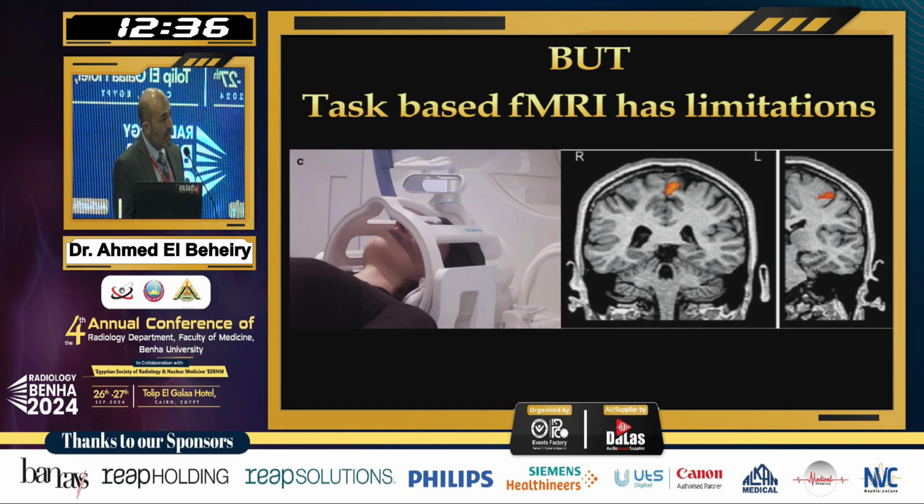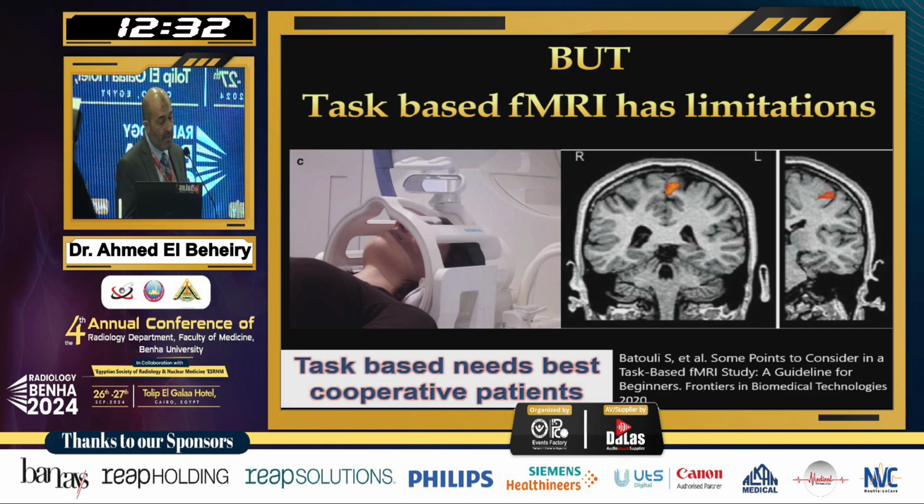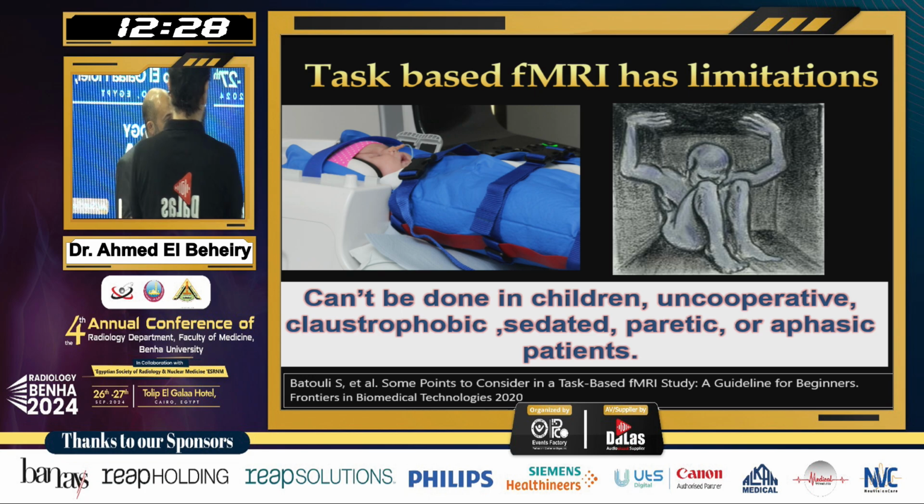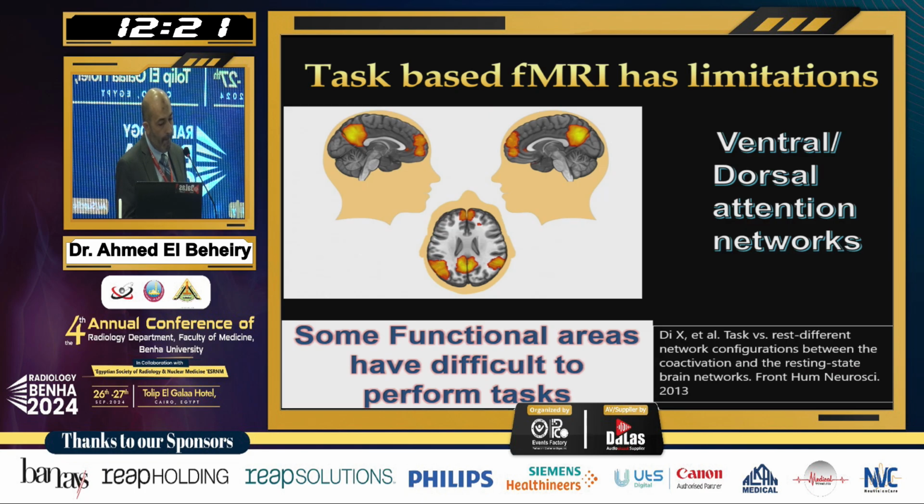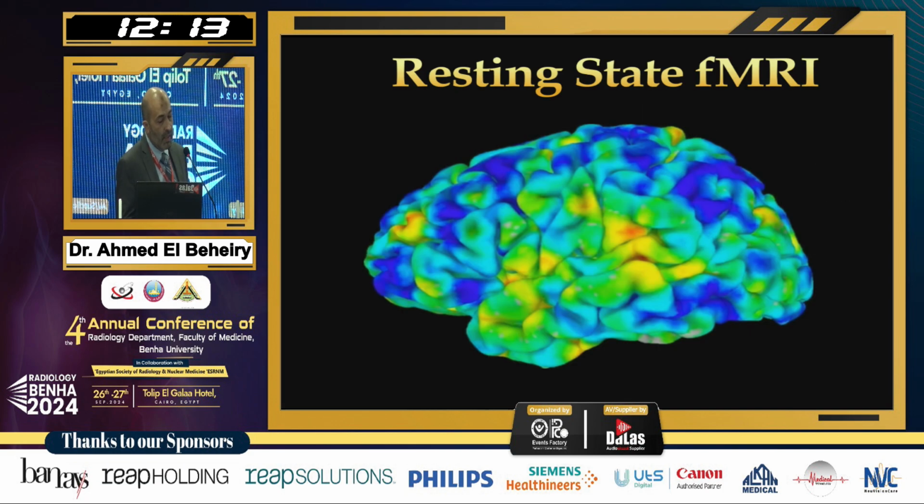But unfortunately, the task-based fMRI has certain limitations, the most important of which is that it needs best cooperative patient. So it cannot be done in children, cannot be done in uncooperative, claustrophobic, aphasic, or paretic patients. Besides that, some functional areas in the brain, like for example, the dorsal and ventral attention networks, have difficult to perform tasks. So here comes the more recent technique, which is known as resting state fMRI.